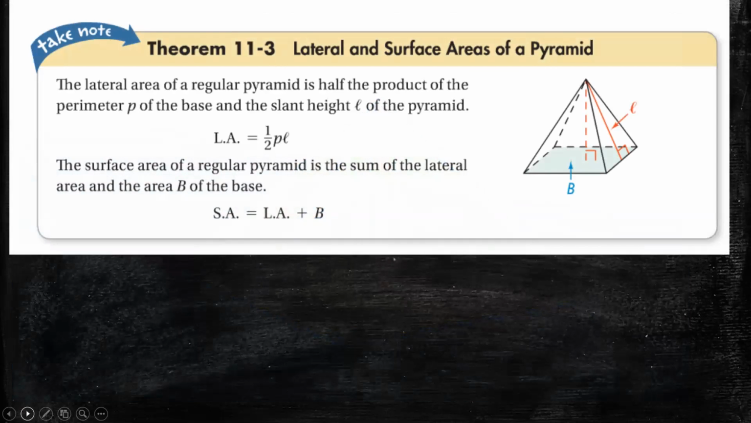Now, let's talk about how we can find the lateral area and the surface area of the pyramid. Look at this picture here. This is a pyramid. If you want to find the lateral area, I'm talking about the areas of all the triangles here. This triangle, and this triangle, all the triangles, the lateral faces outside here.